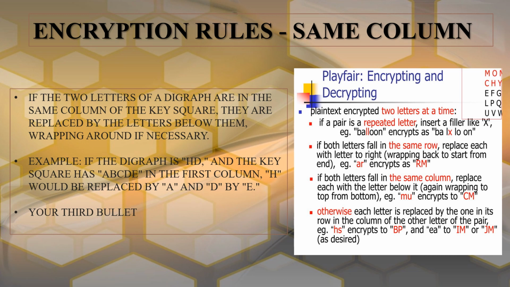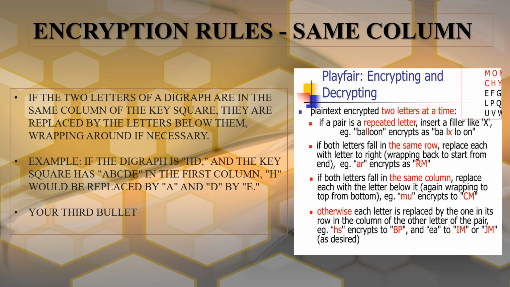Encryption rules for the same column. If the two letters of a digraph are in the same column of the key square, they are replaced by the letters below them, wrapping around if necessary. Example, if the digraph is HD and the key square has ABCDE in the first column, H will be replaced by A and D by E.